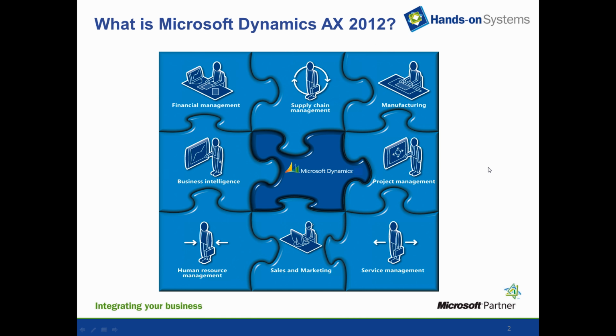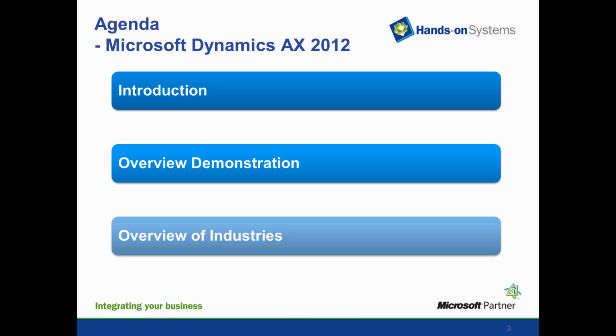To get started, I wanted to briefly introduce Dynamics AX2012. Essentially, this diagram explains, or hopefully will explain, the concept of AX to you in a nutshell. Microsoft Dynamics AX2012 is a fully integrated ERP solution. It provides functionality around financial, supply chain management, manufacturing, project management, business intelligence, human resource management, sales and marketing, service management, and a whole lot more.